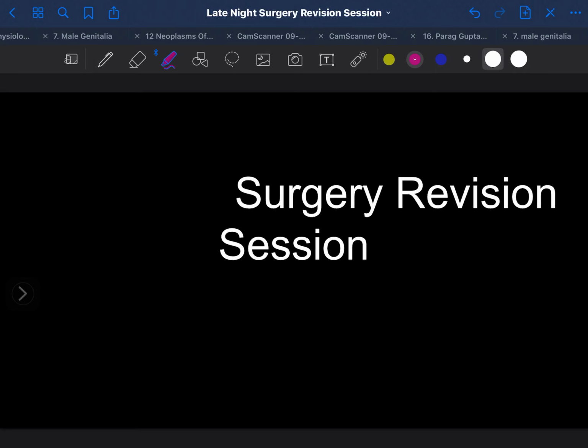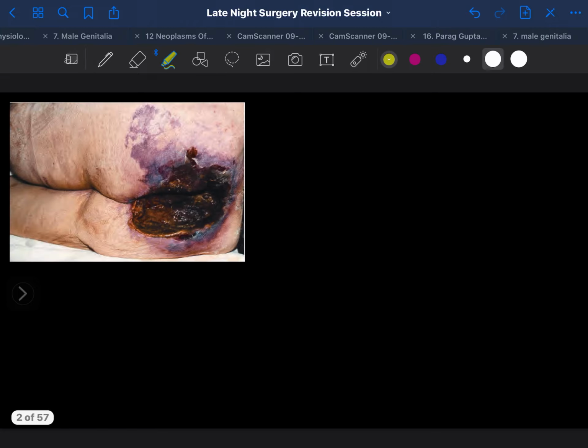Today we are going to talk about the surgery revision session, and in this we are going to have a comprehensive discussion about quite a bit of topics. All the topics we are going to discuss in quite some detail, and these are going to be done in the form of a couple of images. Okay, so let us begin and talk about our first image for the day.